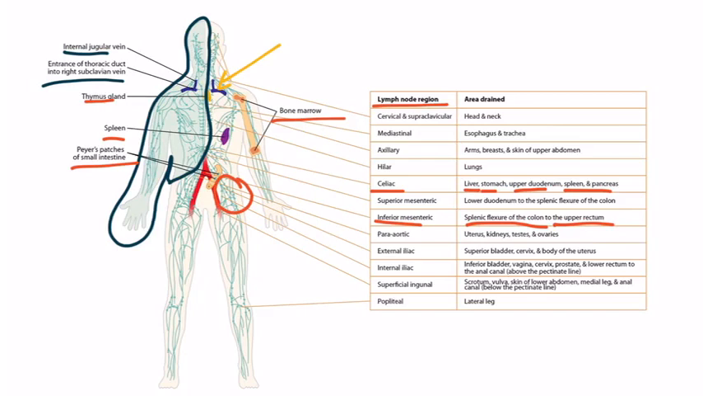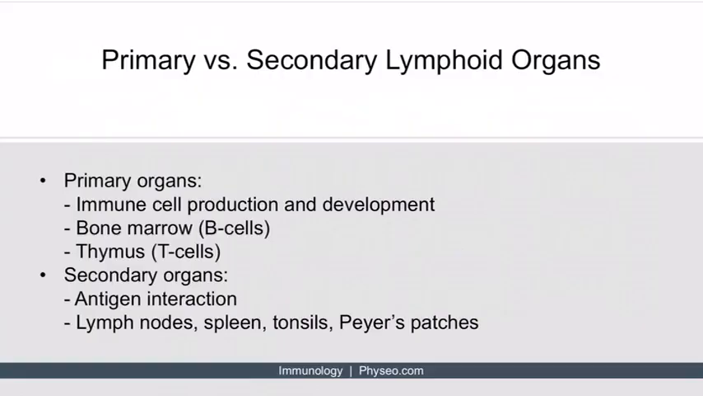For the remainder of this lecture, we'll focus on the functions of the primary and secondary lymphoid organs. First, let's go over how the lymphoid organs are categorized. Lymphoid structures are considered either primary or secondary based on their function. Primary organs include the bone marrow and the thymus, which are involved with immune cell production and development.